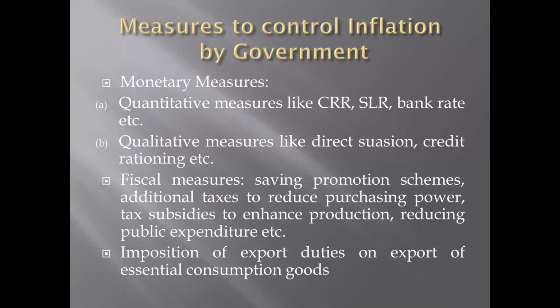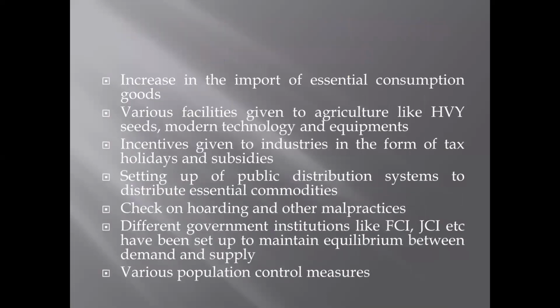Then imposition of export duties on the export of essential consumption goods. If the people keep on exporting the consumption goods, then there will be a decrease in the supply in the domestic economy. And if the supply decreases, aggregate demand is same, the price will rise. So therefore, in order to curb it, government has imposed some export duties. Increase in the import of essential consumption goods. Different essential consumption goods imports have been increased, so that the supply of the goods also increases.